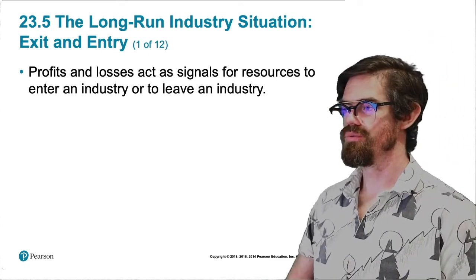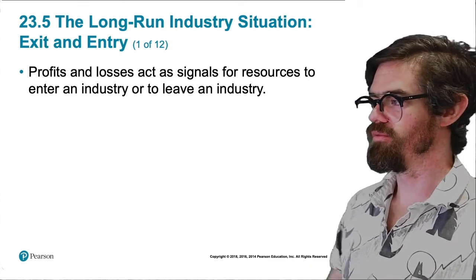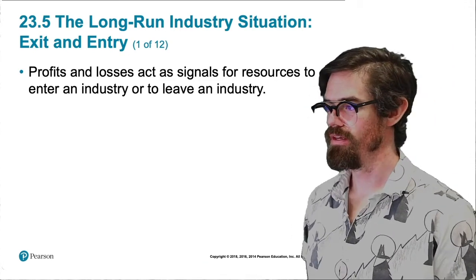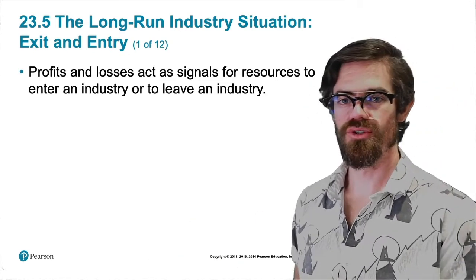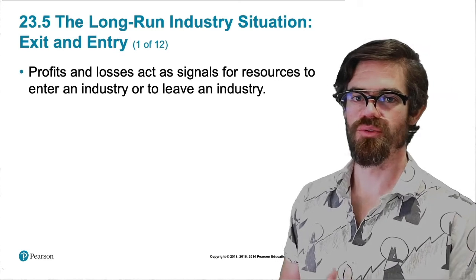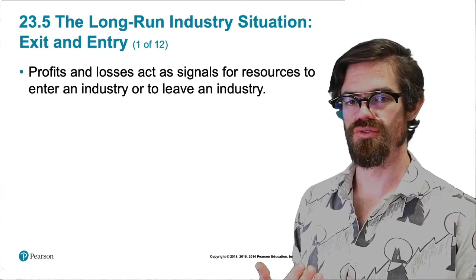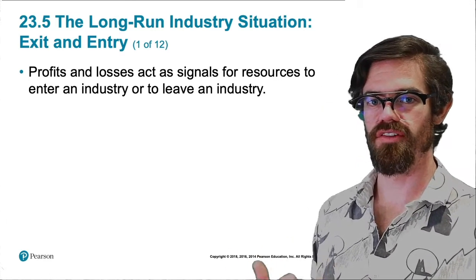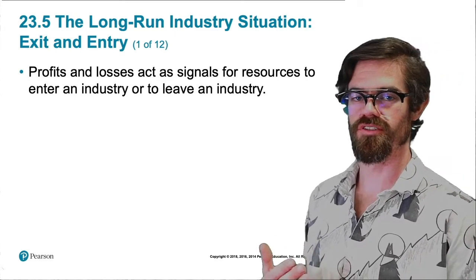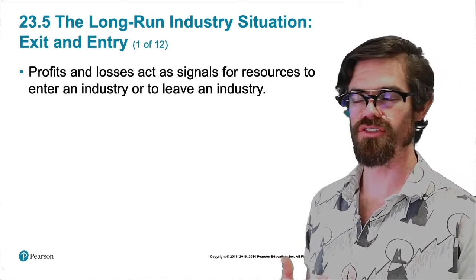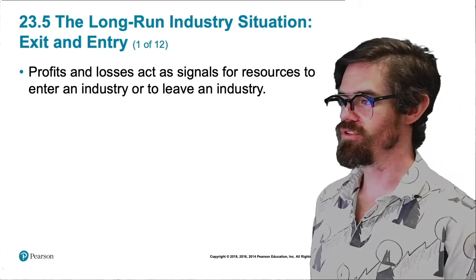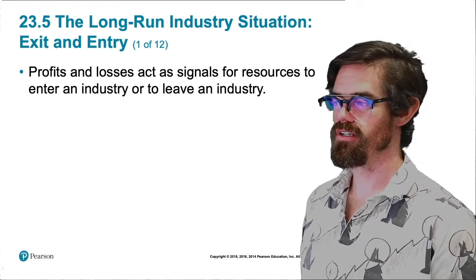Okay, so we're going to wrap this section up talking about what happens in the long run. As we've seen in the short run, firms can earn profits or they can earn losses. Sometimes they choose to shut down if they cannot cover their variable costs, or in other words, if price is below average variable cost. So in the short run, profits or losses can occur.